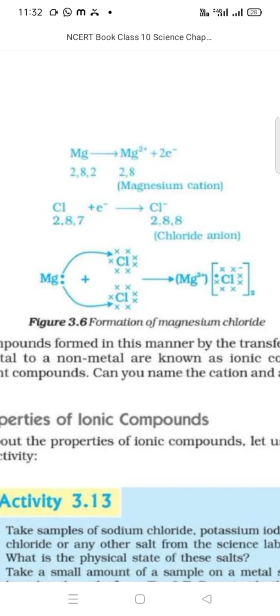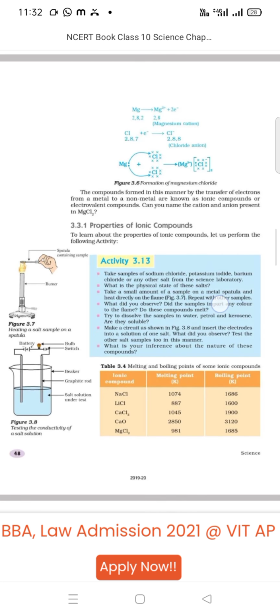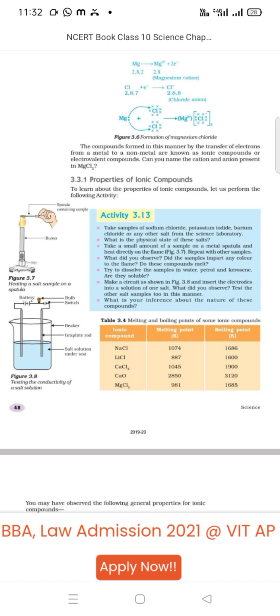These properties are very, very important. Don't look here and there. Very, very important. And this experiment also, it's the easiest one. Don't worry, nothing is there in this. Now in your house also you can try this, children. Take a salt sample on a spatula. Simple. You can try it in your house.